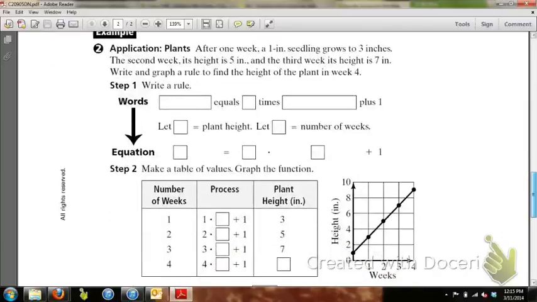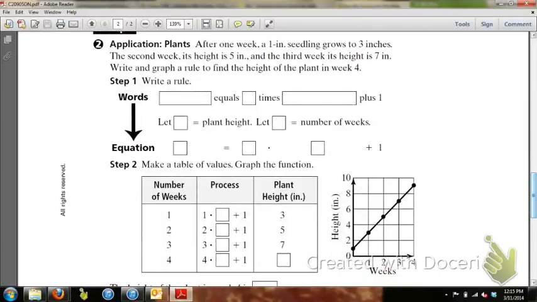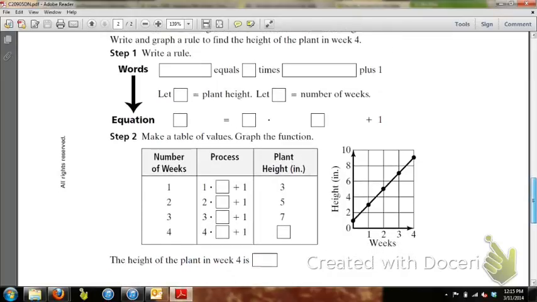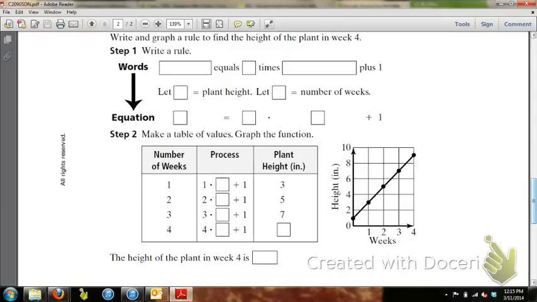In the next example, we have a word problem here. After 1 week, a 1-inch seedling grows to 3 inches. The second week, its height is 5 inches, and the third week, its height is 7 inches. Write and graph a rule to find the height of the plant in week 4. So, the words, they tell us that the height equals something times the amount of weeks plus 1. So if I look, it's going to be 2 times the amount of weeks plus 1. So I'm going to say H for height, W for weeks. So the height is 2 times the weeks plus 1.